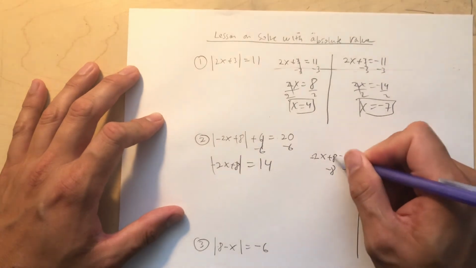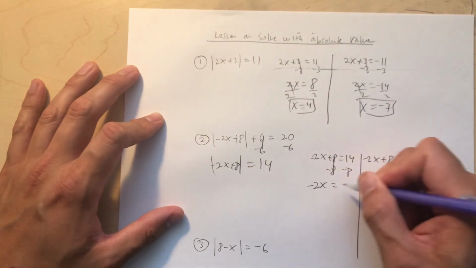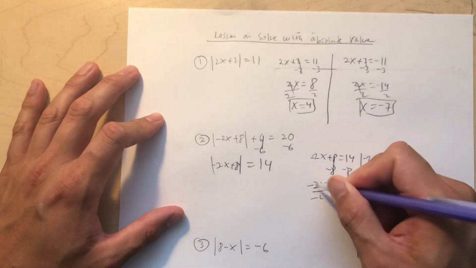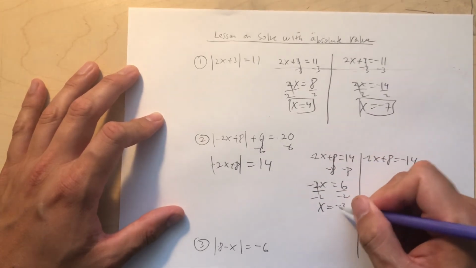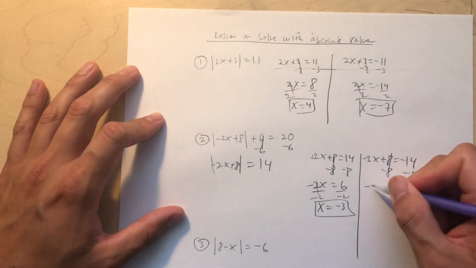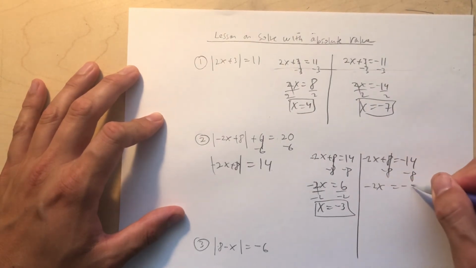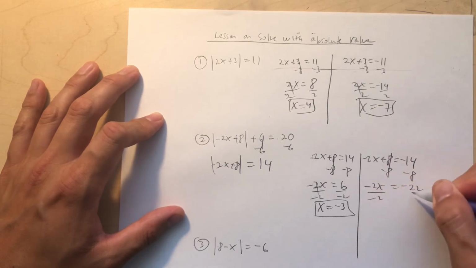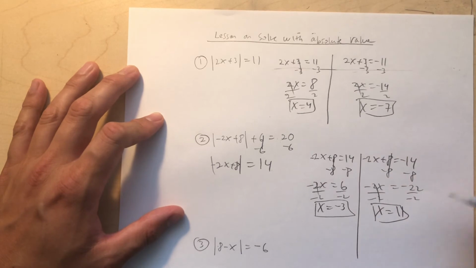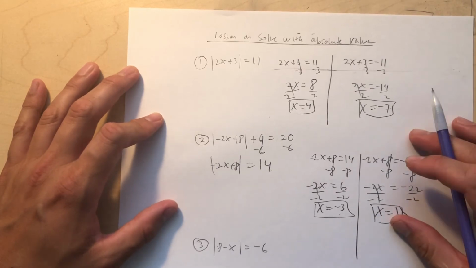Subtract 8 from both sides. -2x is equal to +6. Divide by -2, divide by -2, x is equal to -3. That's my first solution. Subtract 8 from both sides. -2x is equal to -22. Divide by -2. Divide by -2. x is equal to +11. So that's my two solutions right there: -3 and 11.